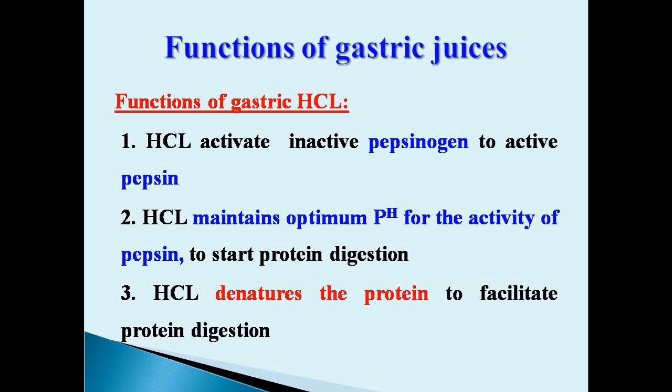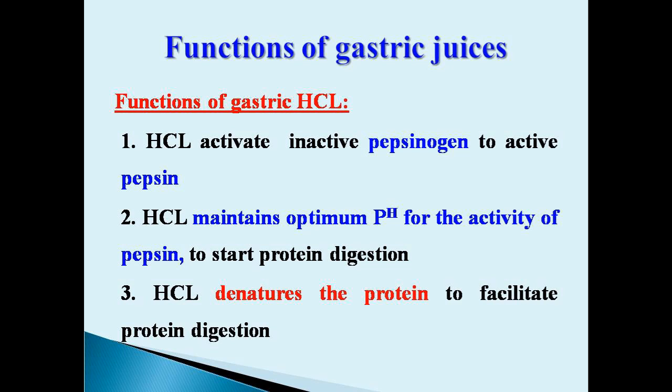First, we will discuss the functions of gastric hydrochloric acid. Hydrochloric acid activates the inactive pepsinogen to active pepsin. Pepsin acts on protein food and converts it into partially digested protein. Before the action of pepsin on protein food, activation is needed, and this activation is done by gastric hydrochloric acid. Secondly, gastric hydrochloric acid maintains the optimum pH for the activity of pepsin to start protein digestion.